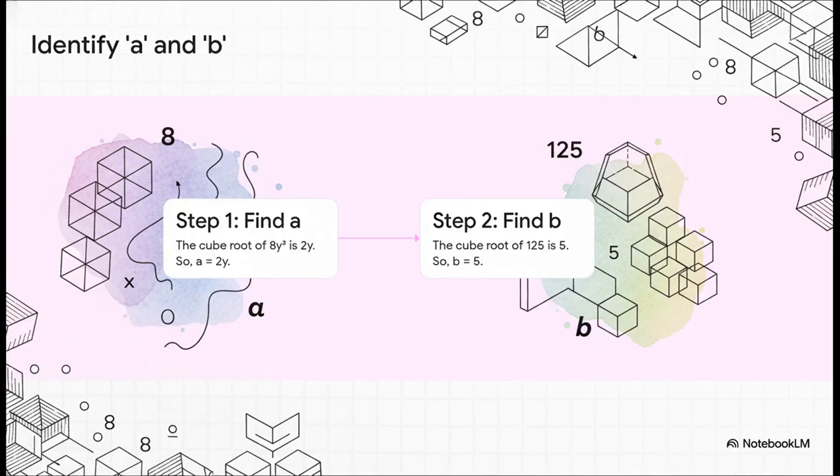What do we cube to get 8y cubed? Well, the cube root of 8 is 2, and the cube root of y cubed is y. So our a is 2y. And what's the cube root of 125? That's 5. So b is 5.